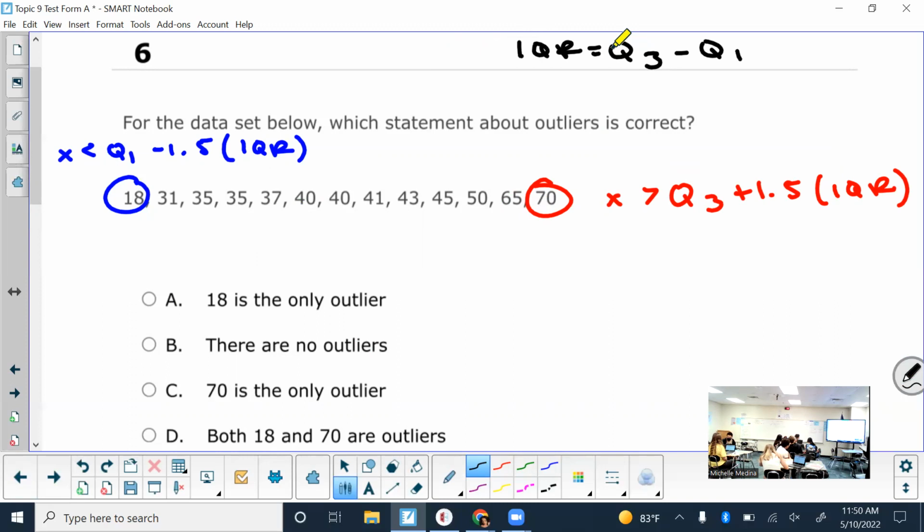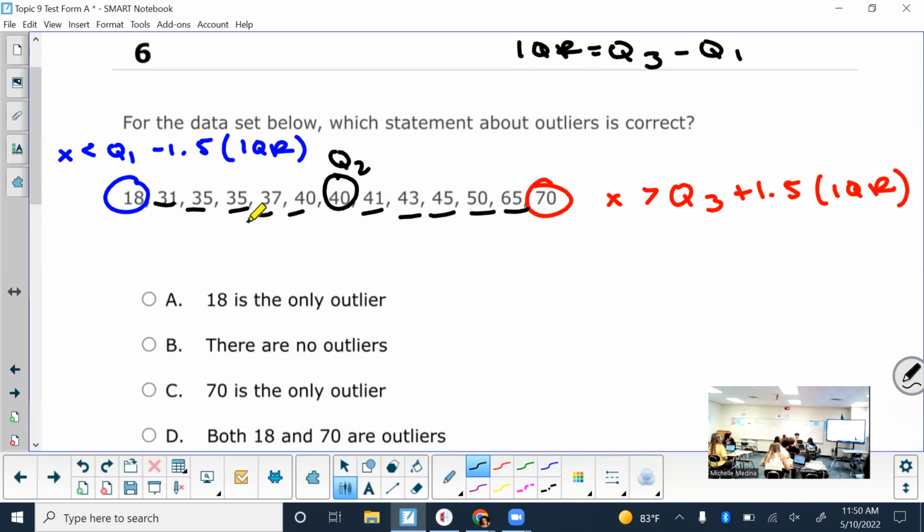Before you can identify your Q3 and Q1, what do you find first? The median of the whole thing, your Q2. So always find that first, because then you can find the median of your lower and upper half. What's my median in this one? 40. That's my Q2. We don't plug that in anywhere. It just separates the data for us.